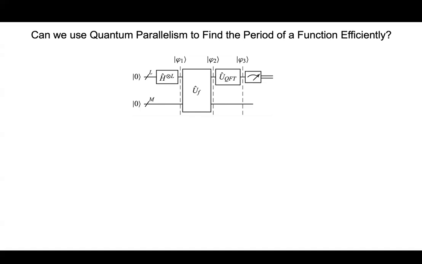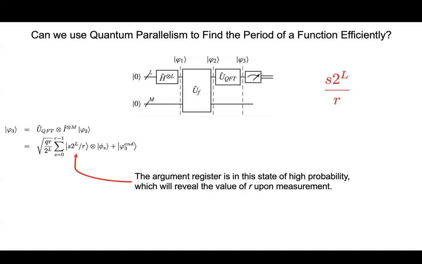Note that just before the measurement at the end of the circuit over here, the measurement outcome for the argument register is at a high probability of being s times 2 to the L over r, where s is an integer between 0 and r minus 1. Since we know L, we can factor 2 to the L out, then we will be left with s over r. We need to know what s is exactly before we factor that out to reveal the value of the period r. Since s could be one of r possibilities, we repeat this experiment several times to find out multiples of what we're looking at to finally reveal r.